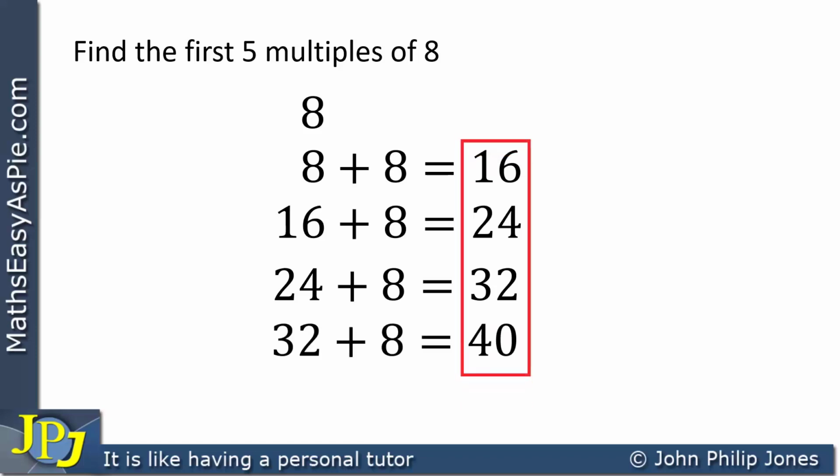And you can see here you have 4 of the multiples, but you also have to count the first value, which is the 8. 8 is a multiple of 8 because you simply multiply it by 1. So what you can see highlighted are the first 5 multiples of 8.